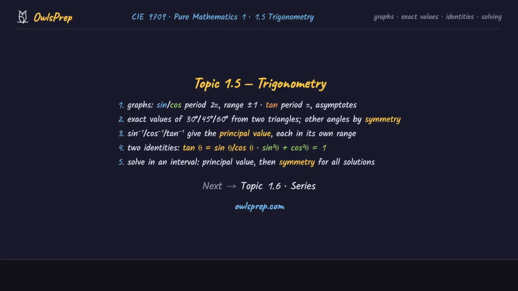So that's topic 1.5, trigonometry, in 5 ideas. 1. The 3 graphs, sine and cosine with period 2 pi and range -1 to 1, tangent with period pi and asymptotes. 2. The exact values of 30, 45, and 60 degrees from the 2 special triangles, with other angles by symmetry. 3. The inverse functions return the principal value, each in its own fixed range. 4. The 2 identities, tangent is sine over cosine, and sine squared plus cosine squared is 1. And 5. To solve in an interval, take the principal value, then use symmetry to find every solution.